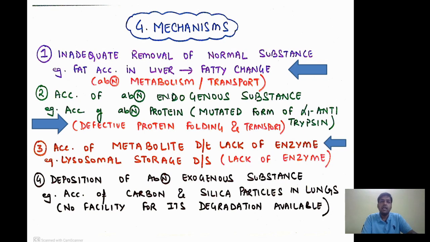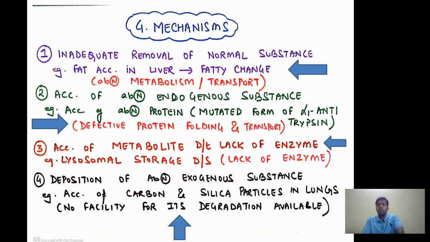Thirdly, we can have accumulation of a metabolite because of lack of an enzyme. For example, there is a particular enzyme, okay, which is responsible for metabolizing a particular metabolite. In the absence of that enzyme, that particular metabolite is going to accumulate inside our body. Example, lysosomal storage disease. And fourthly, we are having the deposition of abnormal exogenous substance. For example, when we are inhaling carbon particles or silica particles, okay, they are going to go and deposit in the lungs. We don't have any facility for degradation of these molecules.